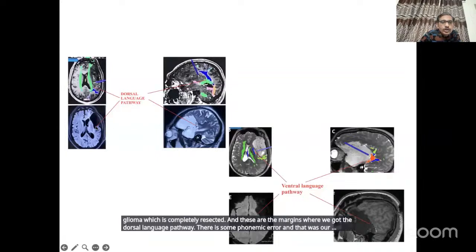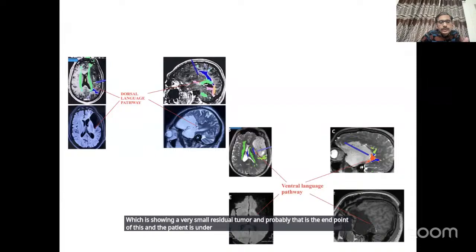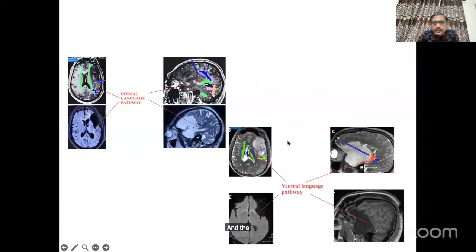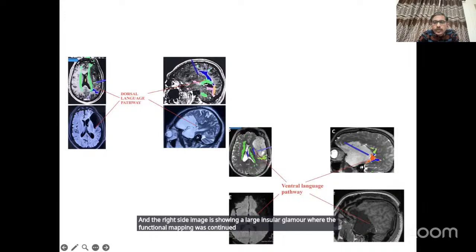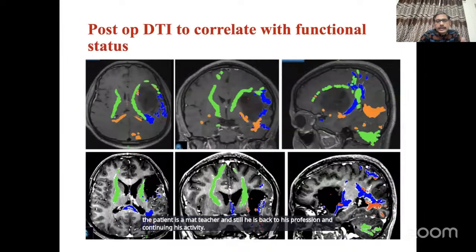Postoperatively, we also found in the upper image, in the axial section, a very small, tiny hyperintensity in the FLAIR image, which is showing a very small residual tumor, and probably that is the endpoint. The patient is under follow-up, and for almost 3 to 4 years, the patient has not had any other deficit. The right side image is showing a large insular glioma where the functional mapping was continued, and intraoperatively we could detect the ventral language pathway where we got the semantic error and stopped our resection. Postoperative radiology is showing a very good resection, and the patient is a math teacher and is back to his profession, continuing his activity without any additional deficit.